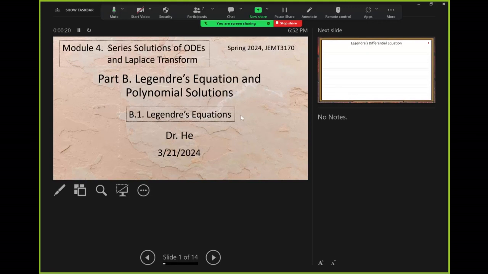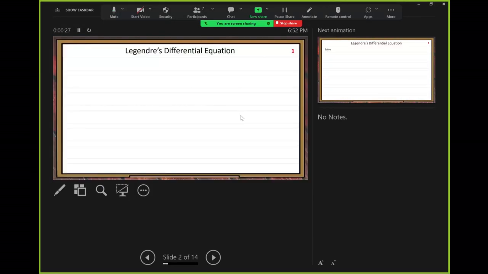We just solved a special case, the previous example of Legendre's, but here is the more general differential equation. You can see the only difference is here, n times n plus 1 times y. In our previous example, n equals 1, 1 times 2, 2y, right? That's from the physics problems.